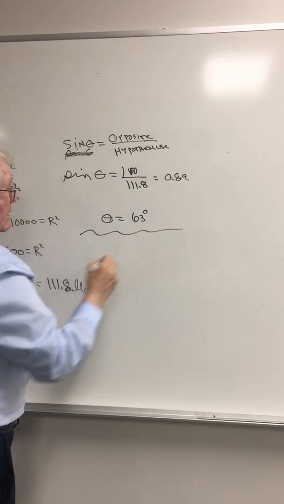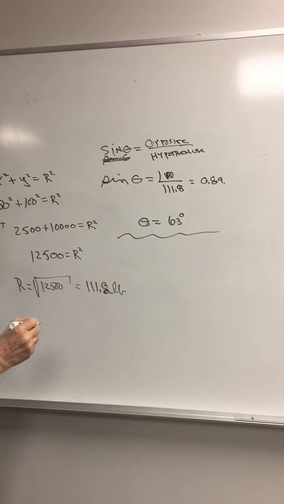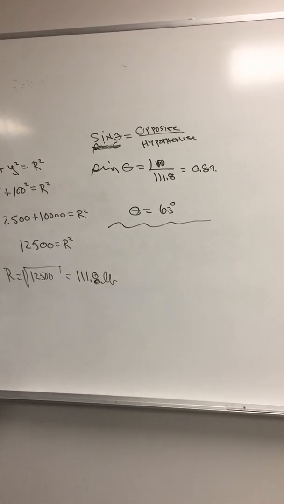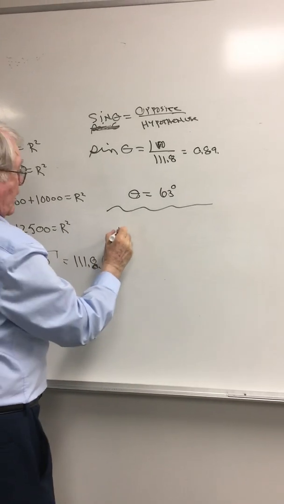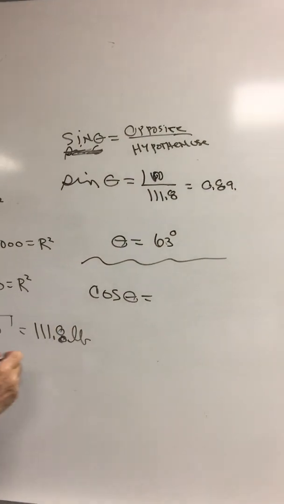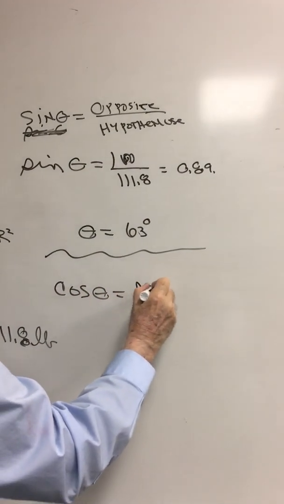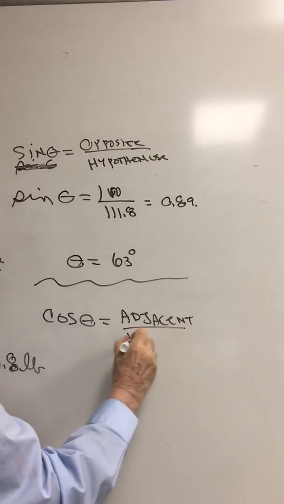Now another thing you're going to hear in the lecture class is about the cosine. The sine, cosine, and the tangent. Those are the three things we need mainly for this class. Well, the cosine of the angle, cosine of theta, would be the adjacent over the hypotenuse.